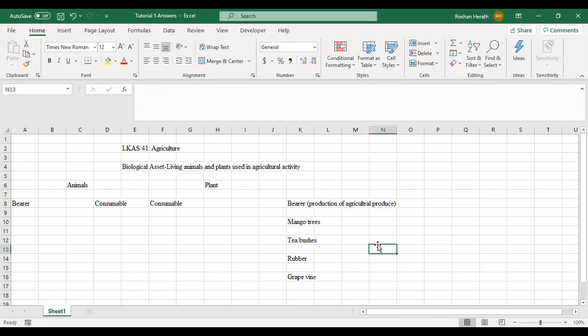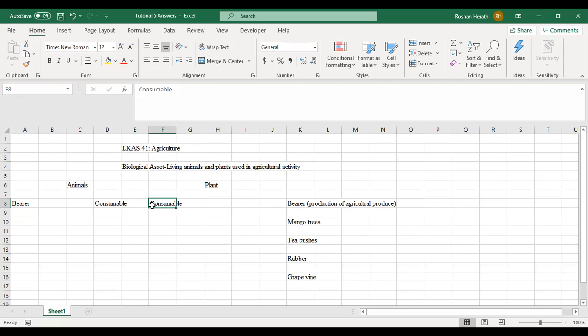So likewise, you would have seen plenty of examples in your lecture materials as well as in the standard you refer to. So that's about the bearer plant. And when it comes to the consumable plant, what basically happens is that when the plant becomes mature, the plant itself becomes the agricultural produce.